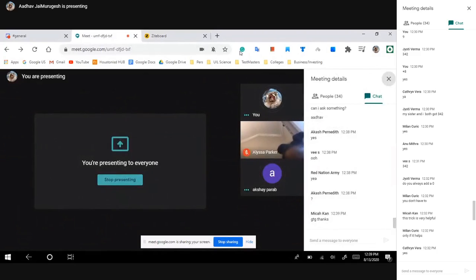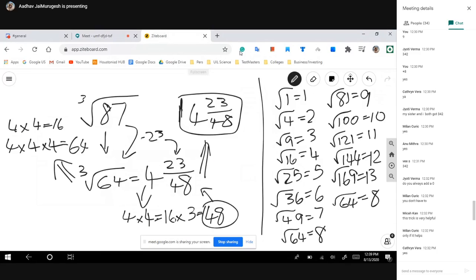I have a question. Go ahead. When you were doing the cube roots, would it be like half of the square roots? Because I saw the cube root of 64 equals 4. Yeah, the cube root of 64 is 4. So would all the cube roots be half of the square roots of that number?